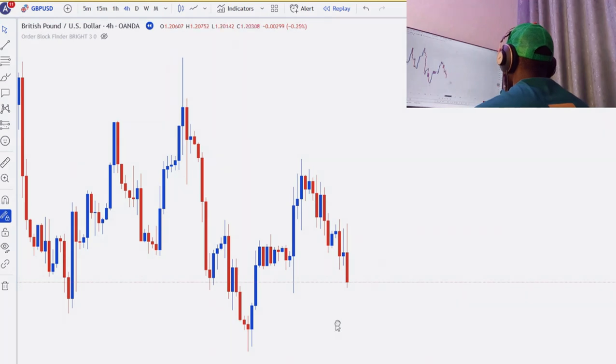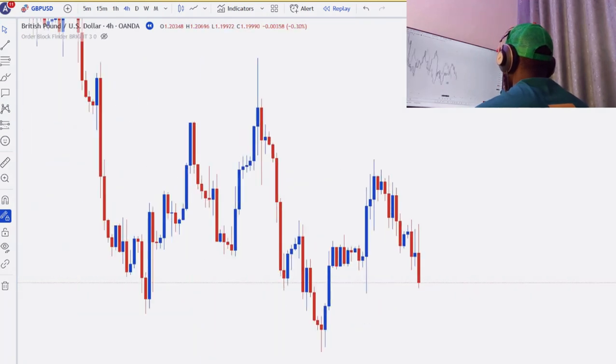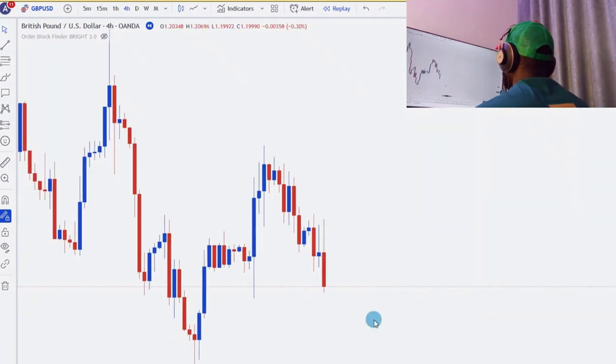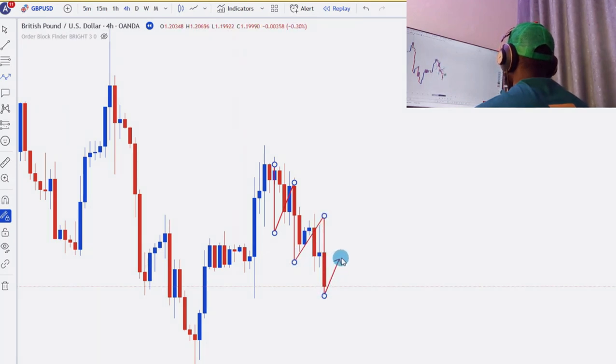This is Pound against US dollar, 4 hours time frame. On the 4 hours time frame, we can clearly see that the market is giving us a bearish structure, whereby we have lower high, lower low, lower high, lower low, lower high, lower low, whereby we are expecting in the future for market to give us a lower high for the continuation of the bearish movement.